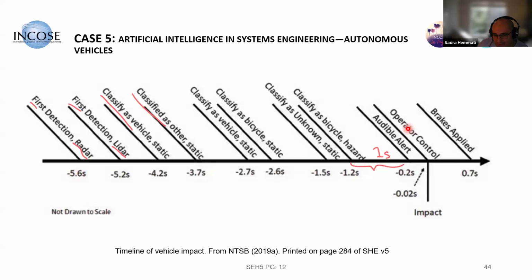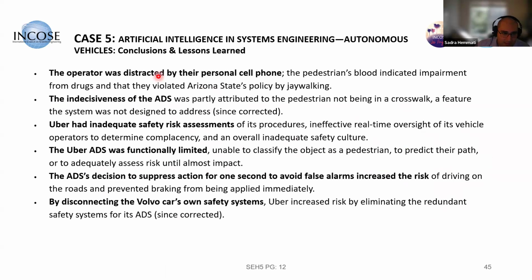After that, the operator control was kind of 0.02 seconds before the impact, too late, and there's a delay in human response, 0.7. The brakes were applied after the fact. So this shows the sequence of what happened. The conclusions and lessons learned were that the operator was distracted by their personal cell phone. The pedestrian's blood indicated impairment from drugs, and they violated Arizona state policy by jaywalking. So kind of everybody did something they were not supposed to do.